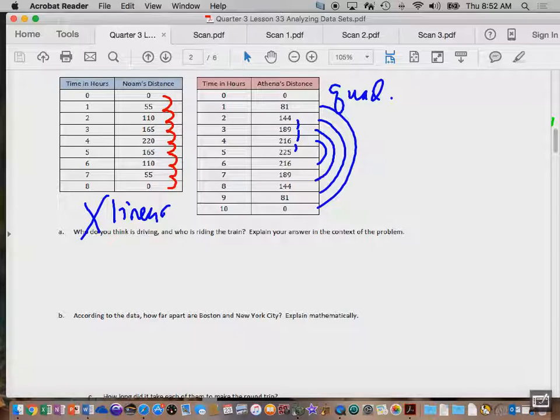Okay. Who do you think's driving? Anthony? Oh, I was just reaching. Who do you think's driving? Somebody who hasn't helped me yet. Come on. Will it make you feel any better if I tell you that I don't think there's a right answer? I don't think there's a wrong answer. I think it's more about how you defend your answer.